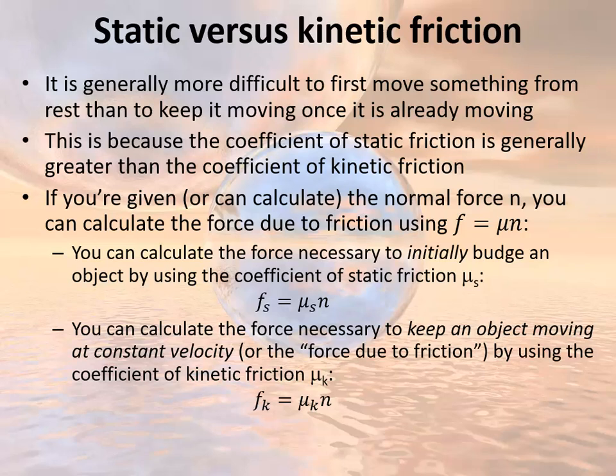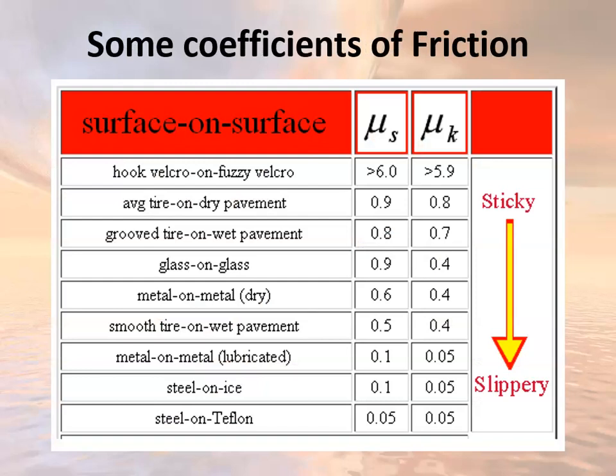Now, static friction is generally stronger than kinetic friction. So the result is that coefficients of static friction are generally higher than coefficients of kinetic friction. You know this by experience. It's usually harder to initially budge an object than it is to keep it moving after you have already knocked it loose. Here's a table of some coefficients of static and kinetic friction.